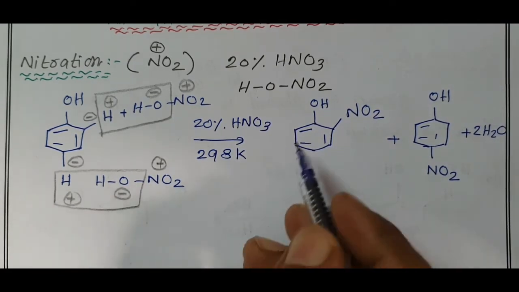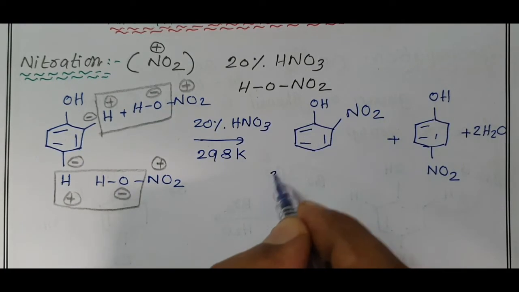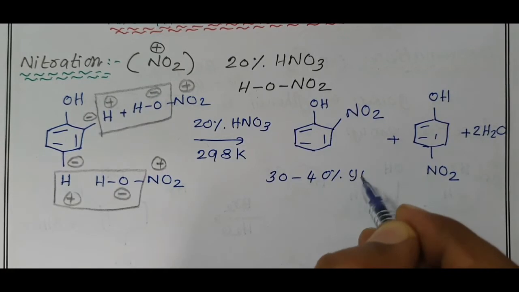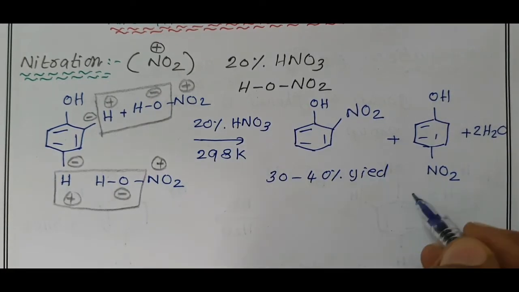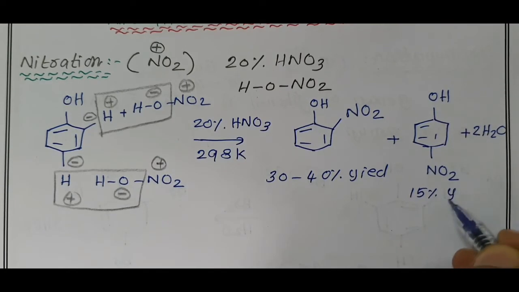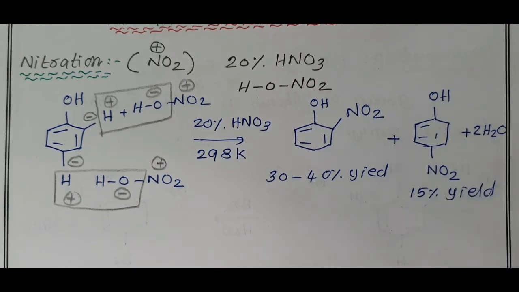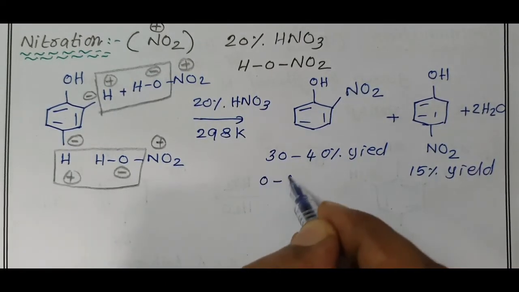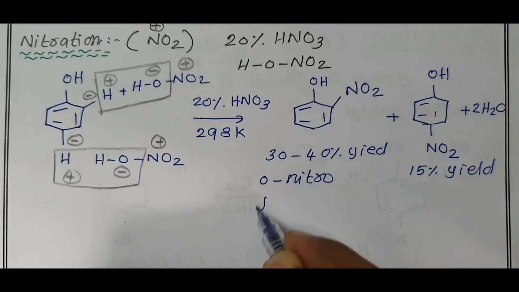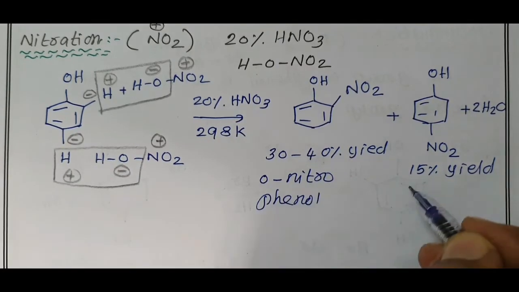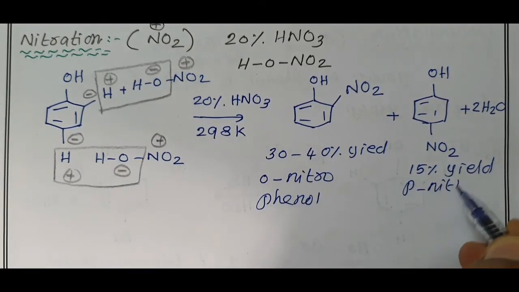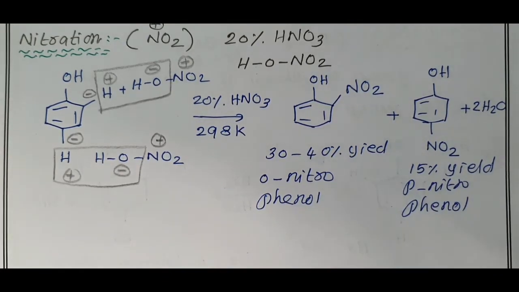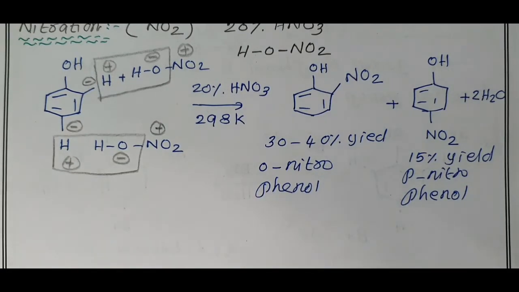In this reaction, the ortho isomer is formed in 30 to 40% yield, and only 15% yield of the para isomer is obtained. What is the name of this compound? In ortho you have nitro, ortho-nitrophenol, and there, para-nitrophenol.